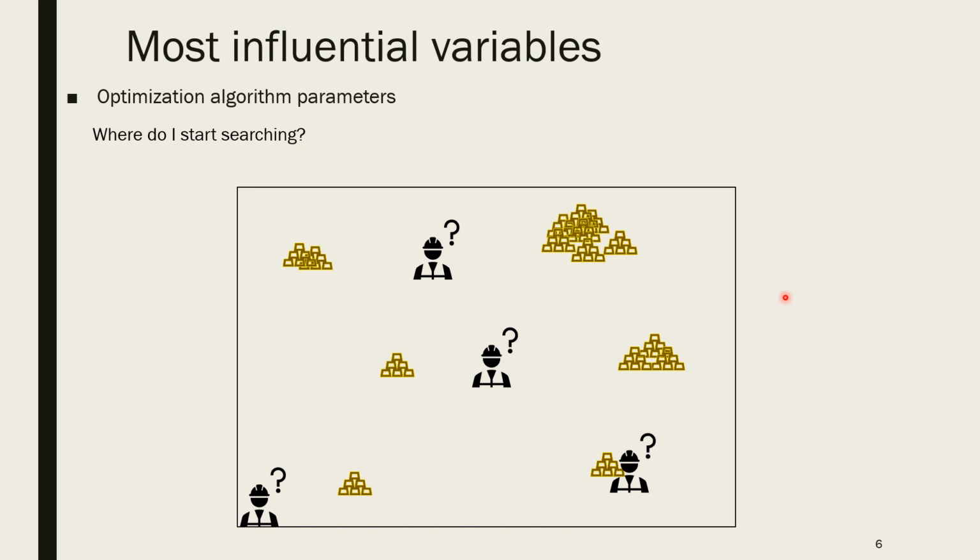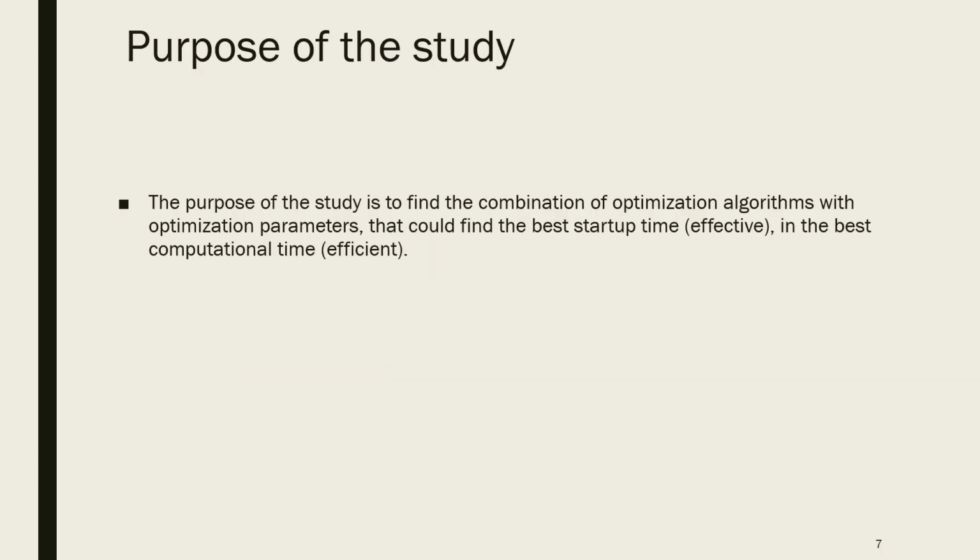Finally, the optimization algorithm parameters. The most important optimization parameter is the initial solution or seed. In other words, where do I start searching? The purpose of the study is to find the combination of optimization algorithm and optimization parameters that could find the best startup time in the best computational time. In other words, the most effective combination and the most efficient combination.